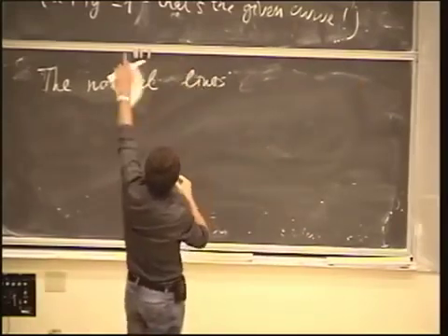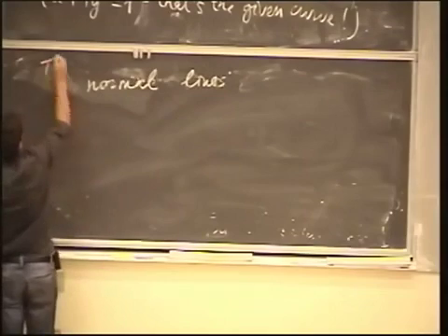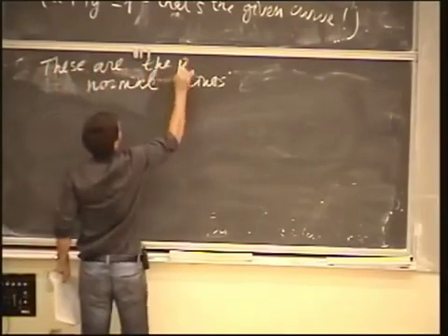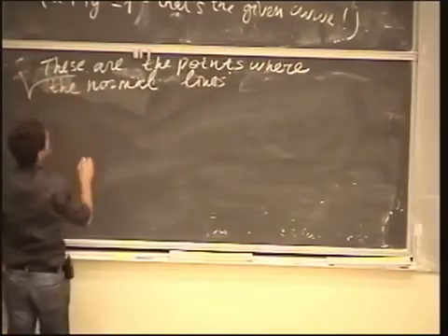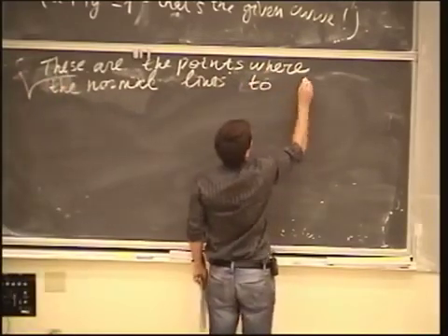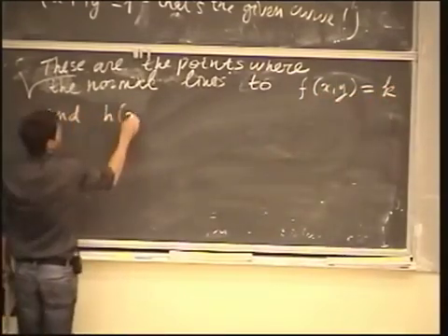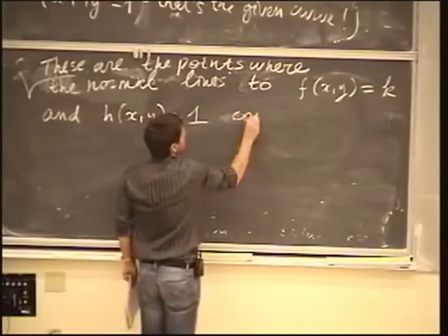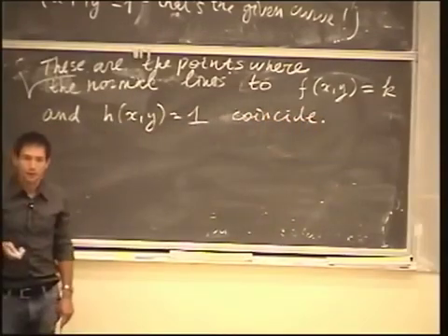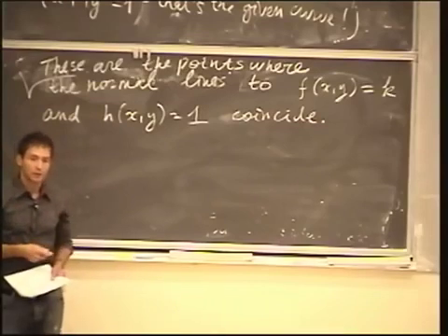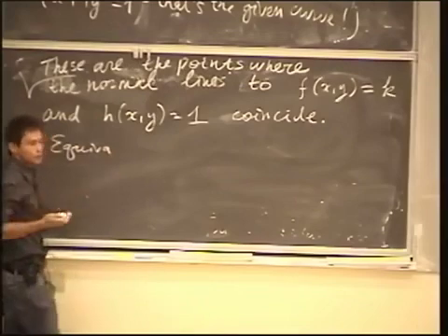So we are looking for points where the level curve of f is tangent to our curve. Maybe I should say these are the points where the normal lines to f of xy equals k and h of xy equals 1 are the same, coincide. So how do we check that? Well, we know that the normal lines are given by the direction vector, the normal vector to that curve, which is a gradient. So equivalently, we can say that the two gradient vectors should be proportional to each other.